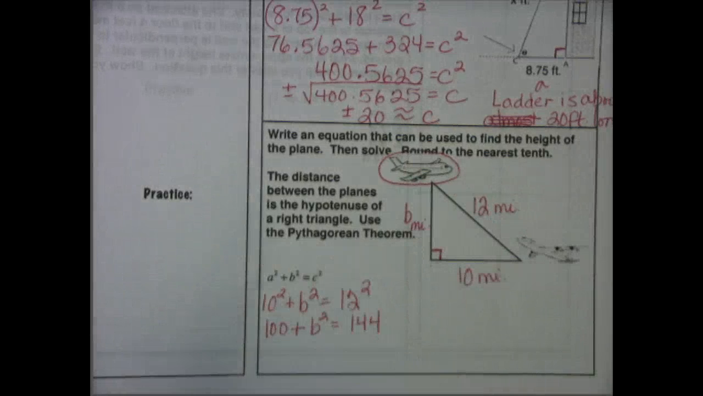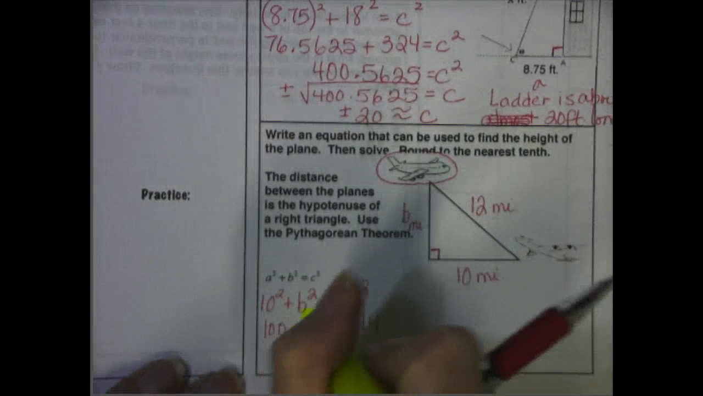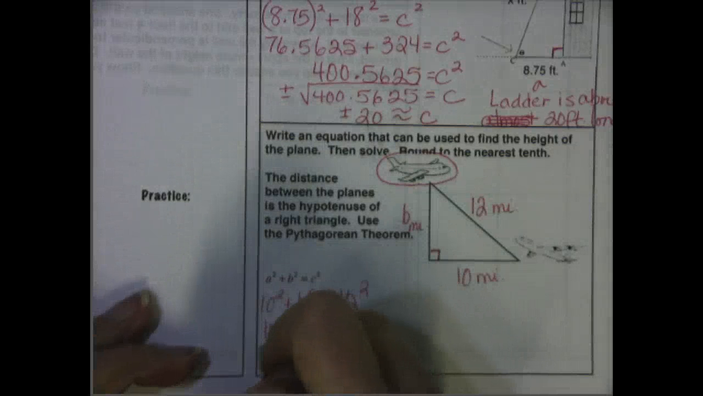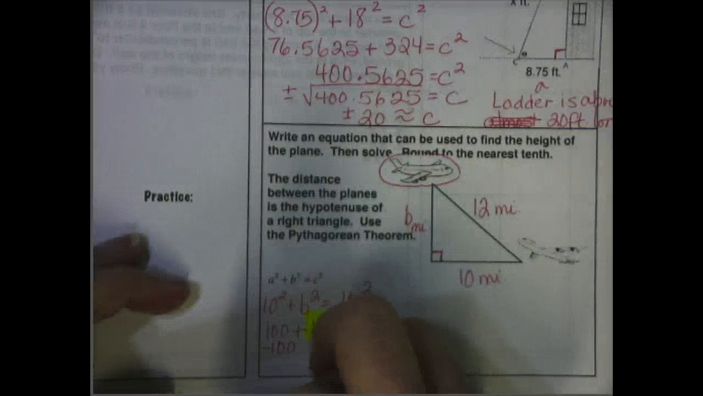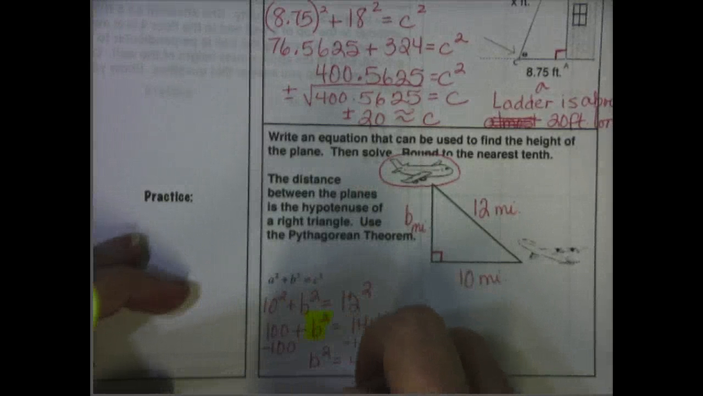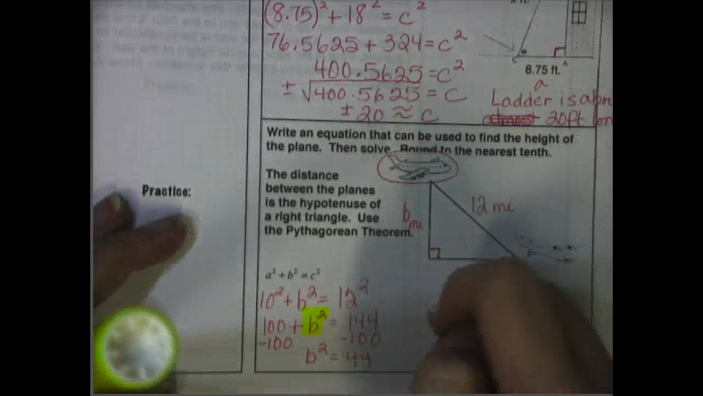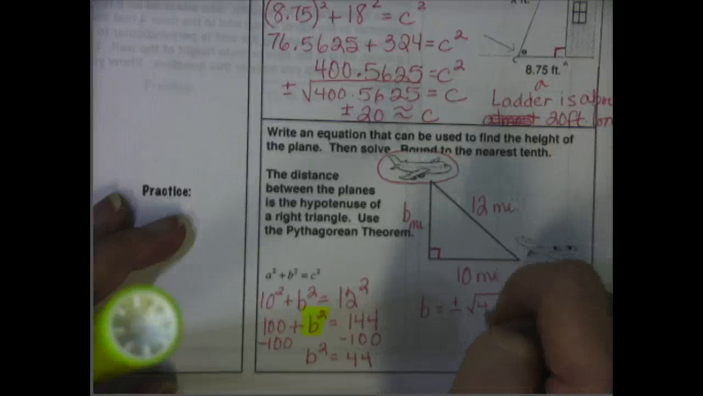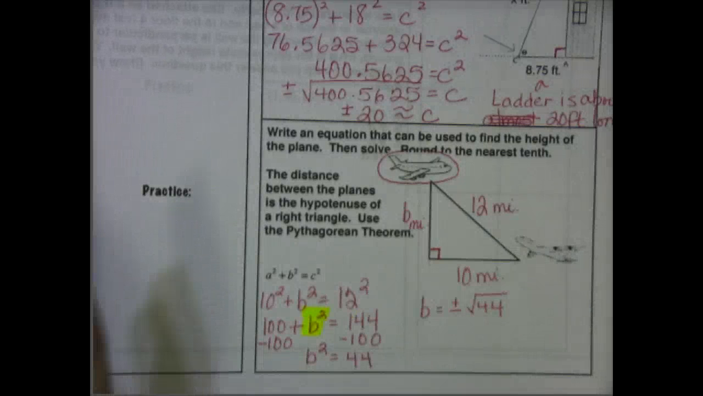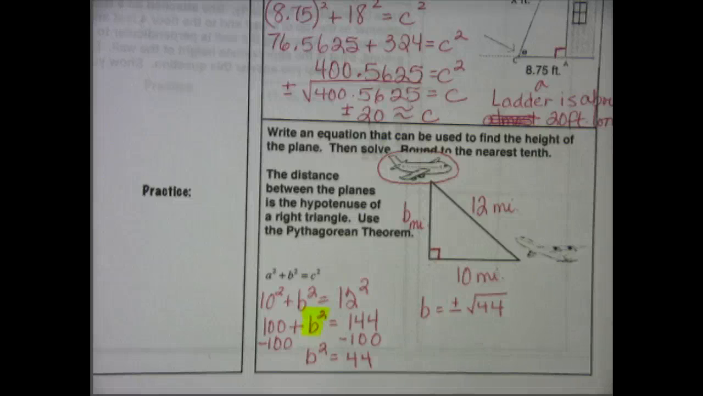Now, we need to get b squared by itself. This is just solving an equation, and we have a positive 100, so we subtract 100 from both sides, and we get b squared equals 44. So we're going to have b equals plus or minus the square root of 44. If you use your calculator, I know that the square root of 36 is 6. I know that the square root of 49 is 7. So I know that it's going to come somewhere in between those two numbers.